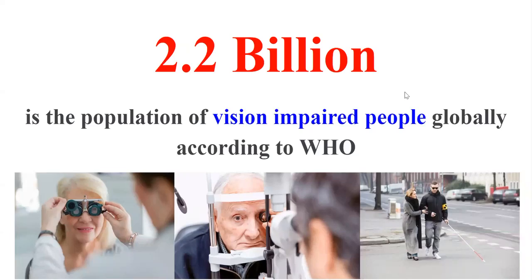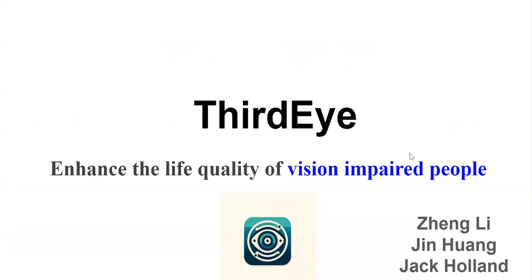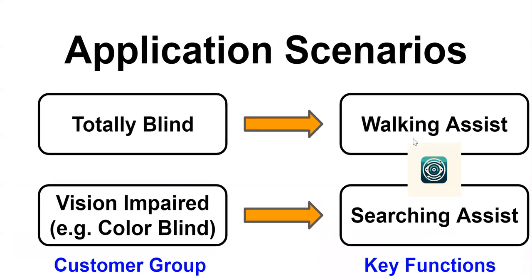2.2 billion is the population of visually impaired people globally, according to WHO. Our app, ThirdEye, provides a way to enhance the life quality of visually impaired people. So there are a few application scenarios.